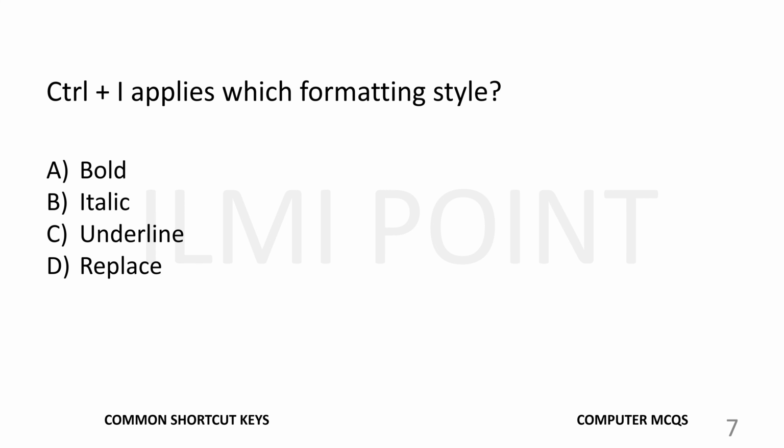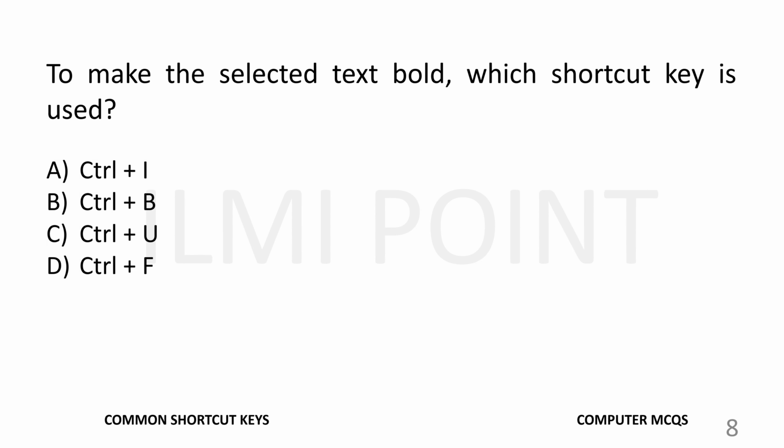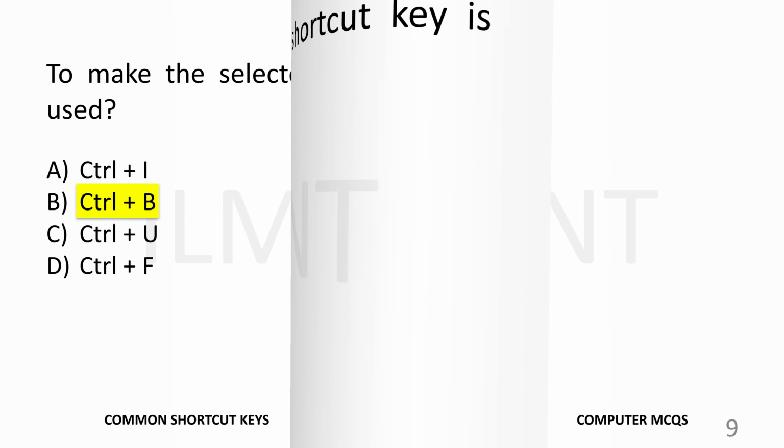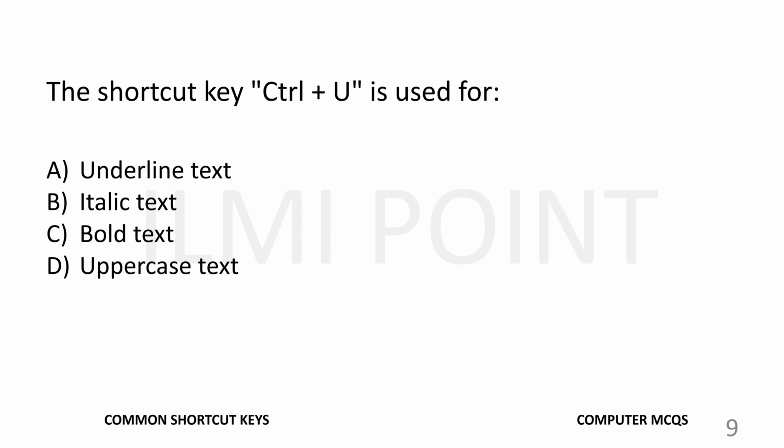Ctrl+I applies which formatting style? The right answer is option B, italic. To make the selected text bold, which shortcut key is used? The right answer is option B, Ctrl+B. The shortcut key Ctrl+U is used for? The right answer is option A, underline text.